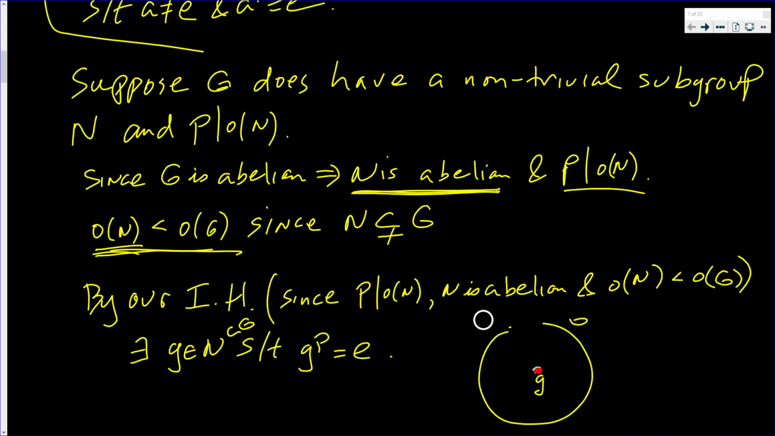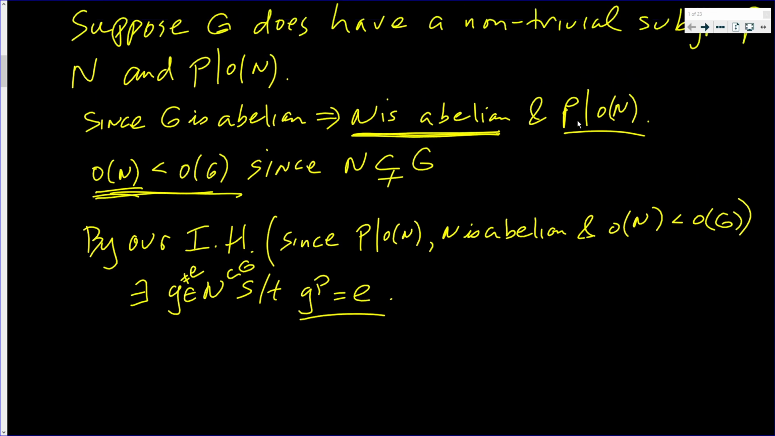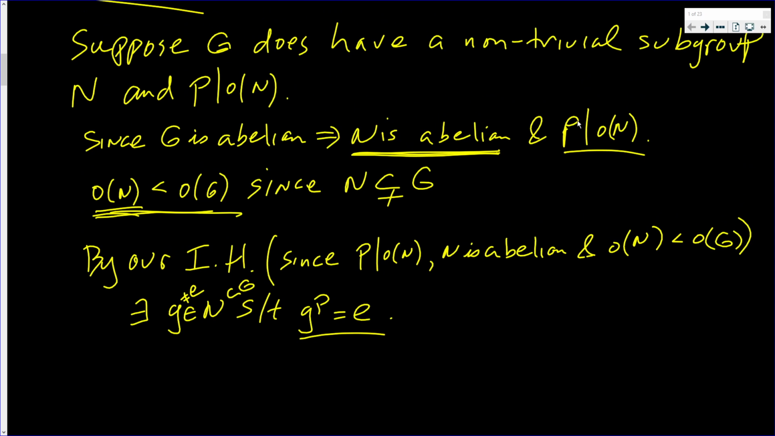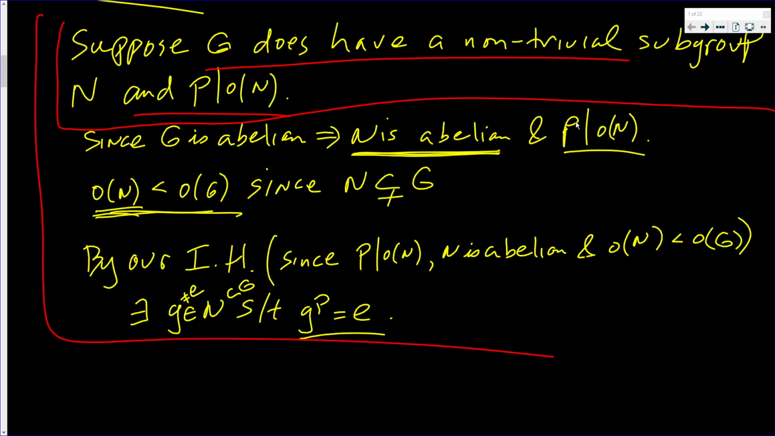Okay, so we satisfied our element, and there is one thing wrong. I should say that g is not the identity element, and g to the P is E. And if g to the P is the identity in N, then g to the P will be the identity in G. They have the same identity. Okay, so like I said, the next and last case will be where G does have a non-trivial subgroup N and P does not divide the order of N.